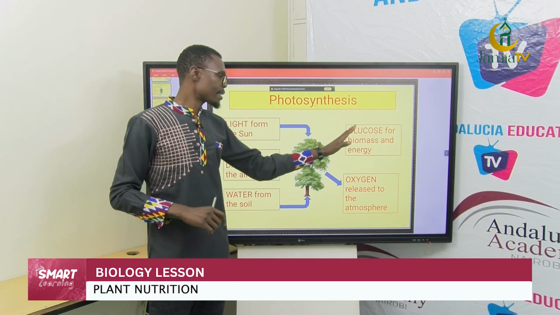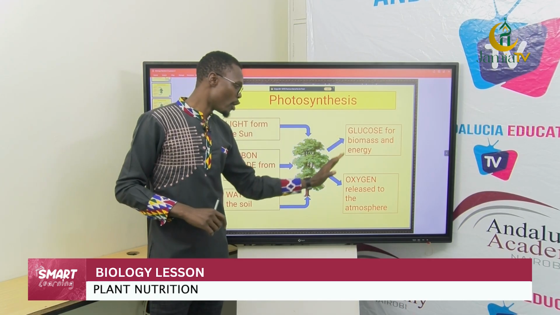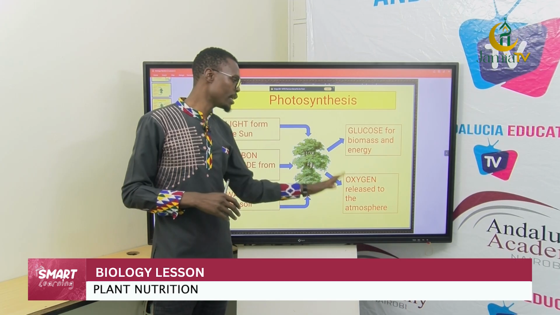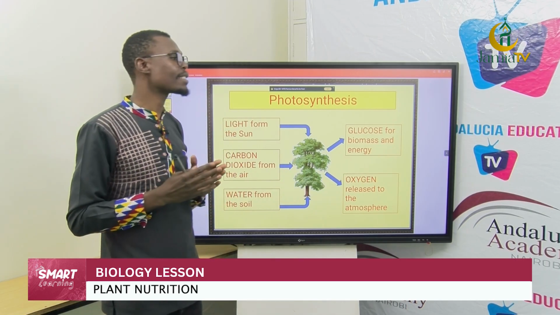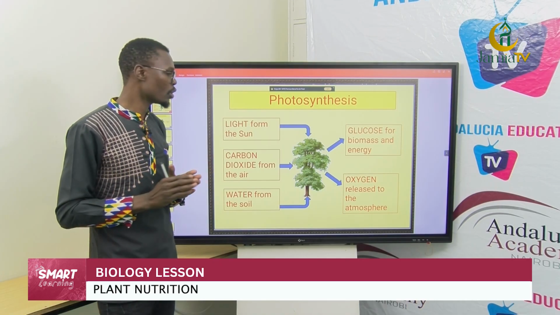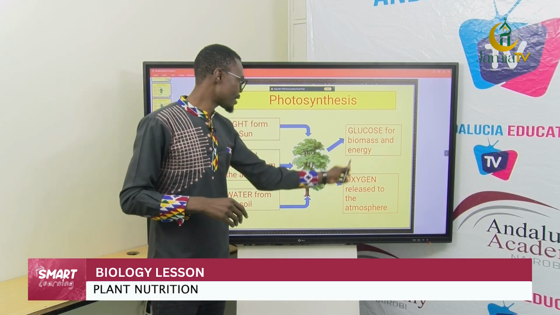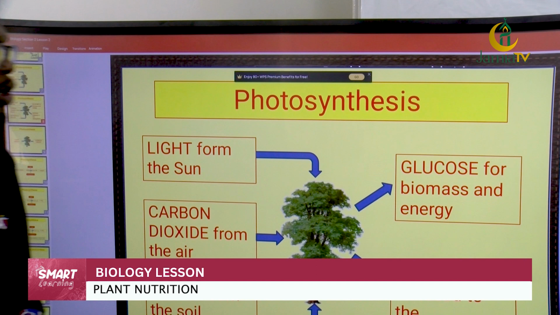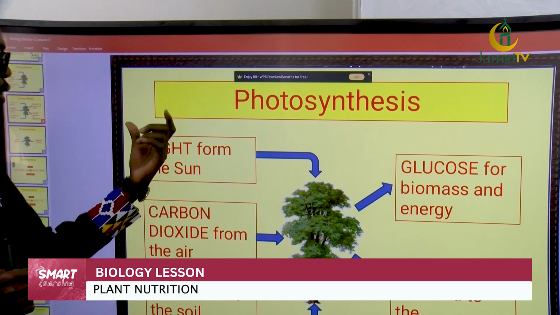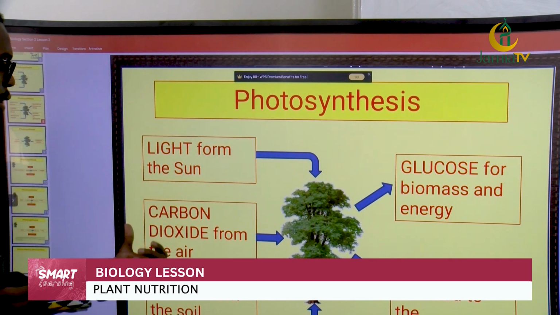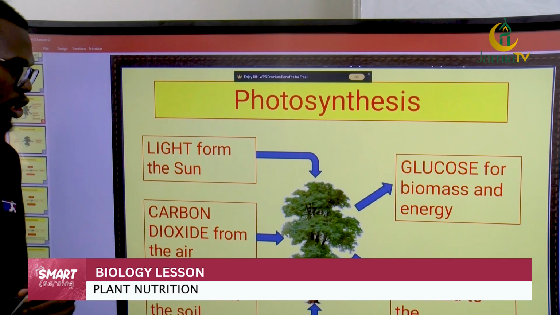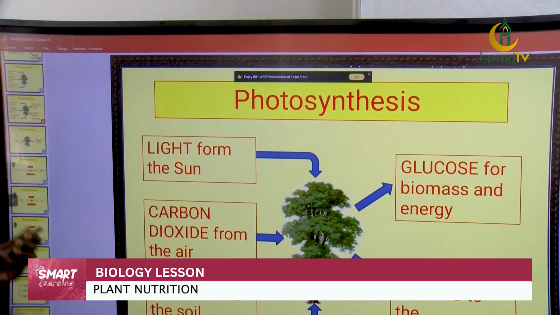So that is stored as biomass. Then oxygen is a byproduct. You release oxygen. Oxygen can still be used in the process of respiration. So my products here are 2: glucose and oxygen. My raw materials for photosynthesis will be carbon dioxide and water. Then the condition required is the light energy.